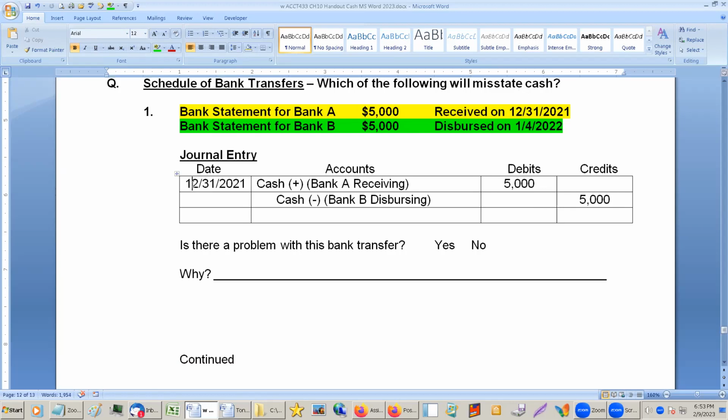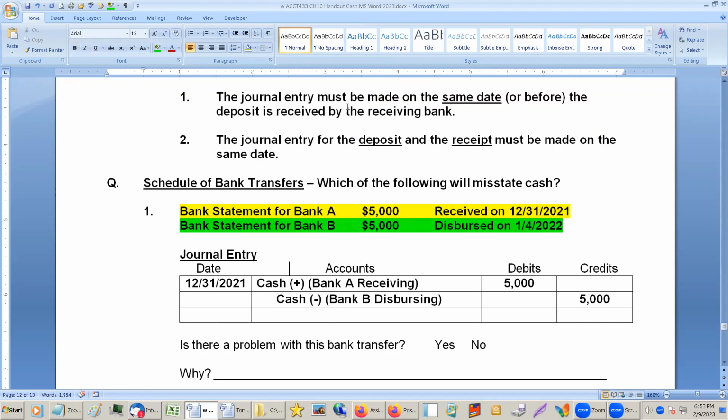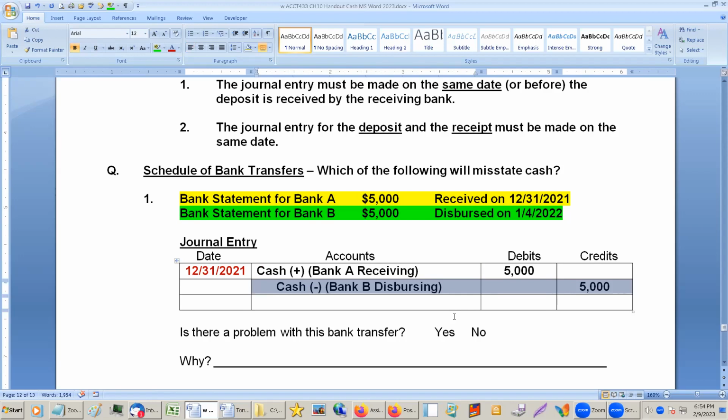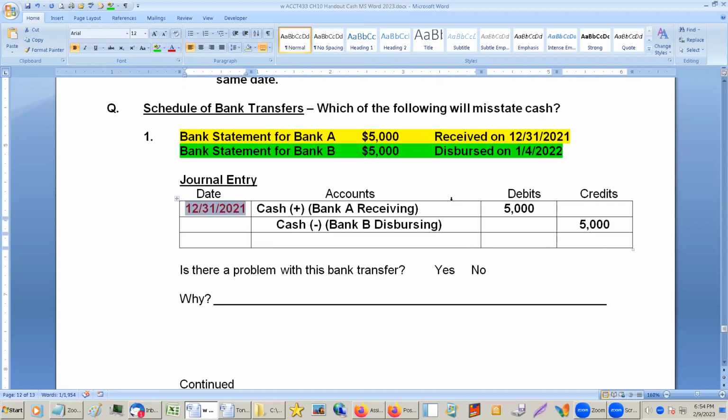Okay, so coming down here to the journal entry, let's look at our criteria. Was it made on the same date or before? Yep, it was made on 12/31, so this is fine. And were the deposit and receipt made on the same date? Yeah. Here's the cash going into bank A, and here's the cash coming out of bank B. So they're made on the same date, and at the same time or before. In this case, they have to say at the time of the deposit.